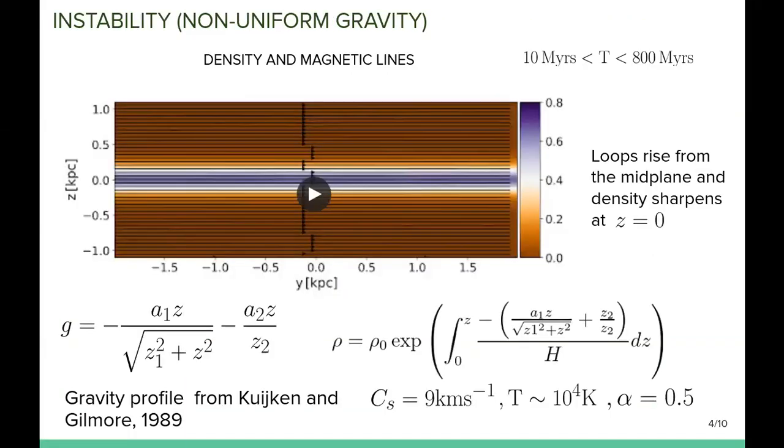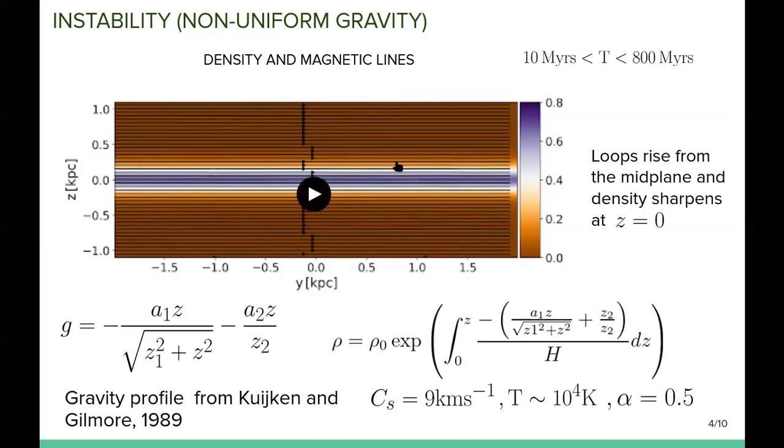I'm sorry. So now we have the equations of motion and the initial setup. So now I'll show the evolution of the instability for one of the simulations that I ran, choosing this gravitational profile. And this is from the work by Quick and Gilmore in 1989. What I've shown here is the evolution of the instability from 10 megayears to 800 megayears.